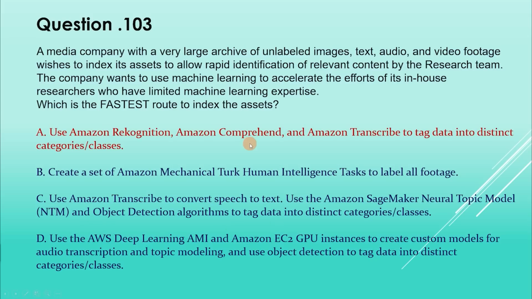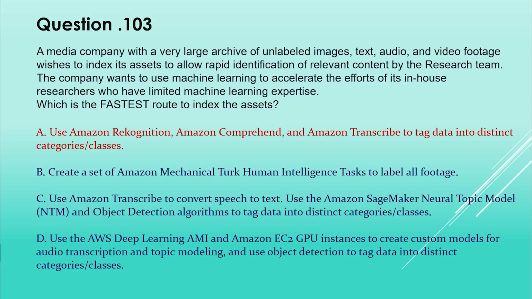But now I am going to reveal the correct answer here. Option A is correct here. Use Amazon Rekognition, Amazon Comprehend and Amazon Transcribe to tag data into distinct categories or classes, because these services provide pre-built machine learning models that can be used to tag the content in the archive without the need for building custom models from scratch. And this option would be faster than using custom models with AWS Deep Learning AMI and Amazon EC2 GPU instances, or using Amazon Mechanical Turk for human labeling.